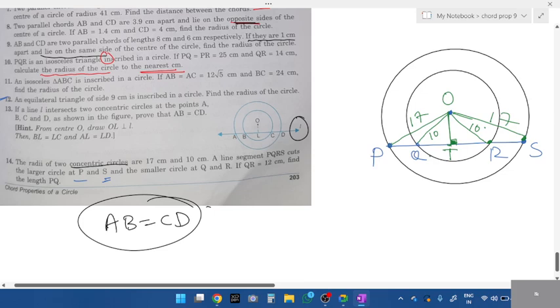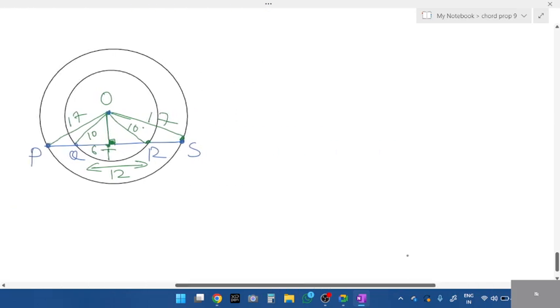QR, how much is QR, students? QR is 12. What about QT? Yes, very good. Doesn't T split QR into two parts? So how much is QT, students? QT is equal to 6. Which length do we have to find? We have to find the length of PQ in this diagram.